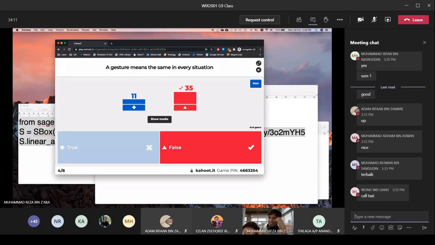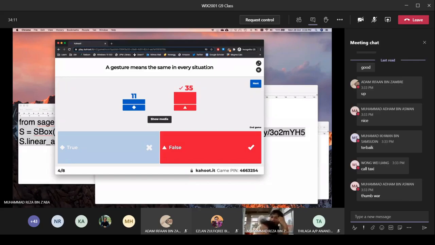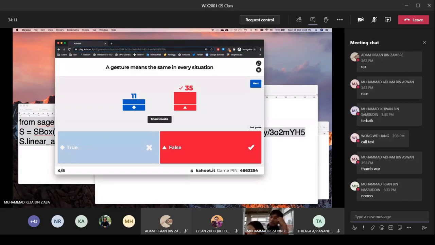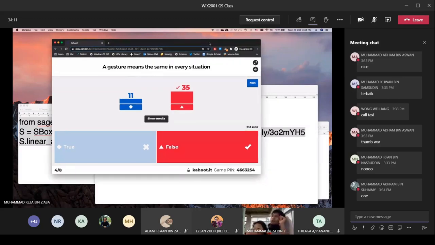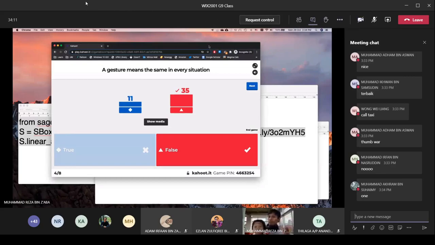Okay. Anyone have been scuba diving before? Anyone here? No. So if you're scuba diving and you show a sign like this, if you want to mean good, don't do it, because this means that you want to go up. So this sign means that you want to go up when you're scuba diving. If you say everything is okay, it's like this. So a gesture does not mean the same in every situation. It may differ based on the activities that you perform, maybe culture. So it's not the same.